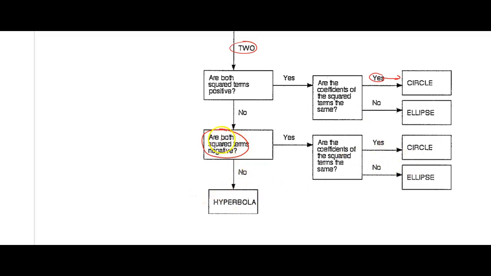Now, if both square terms are not positive, if one's positive and one's negative, you know right away it's going to be a hyperbola. This is just kind of a chart trying to lead you to an easy way to determine it.